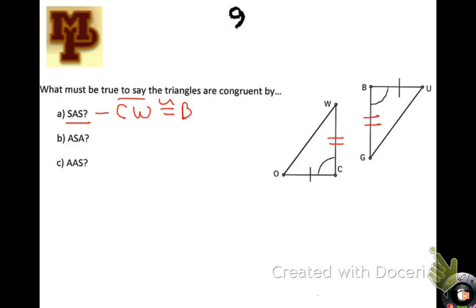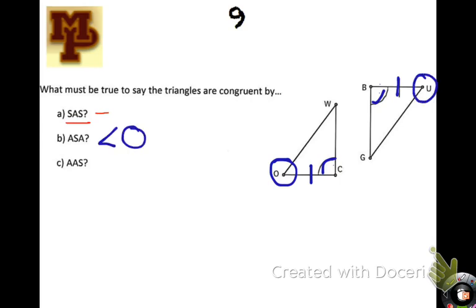Wow, I'm really struggling with my stylus. Okay, and then let me erase that. So see the side angle side there. And then next, if we wanted to do the angle side angle, we would say, hey, we've already got an angle, we got a side, we really need to have this angle. So we would want to say that angle O would be congruent to angle U.